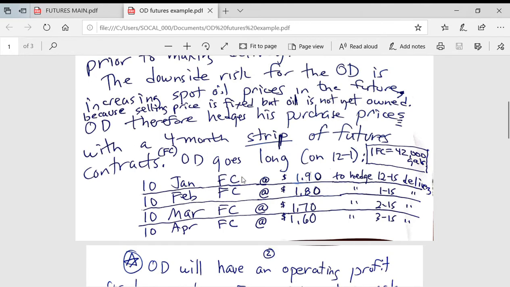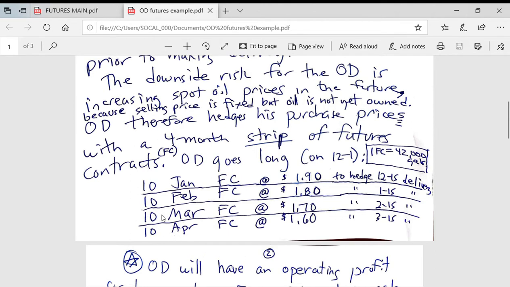The January futures contract will have its last trading day in late December. So the January contract is the best futures contract to use to hedge a 12/15 delivery. The oil distributor will also go long at the same time 10 February futures contracts where the price is $1.80 that he's locking in, and that'll be used to hedge the January 15th delivery.